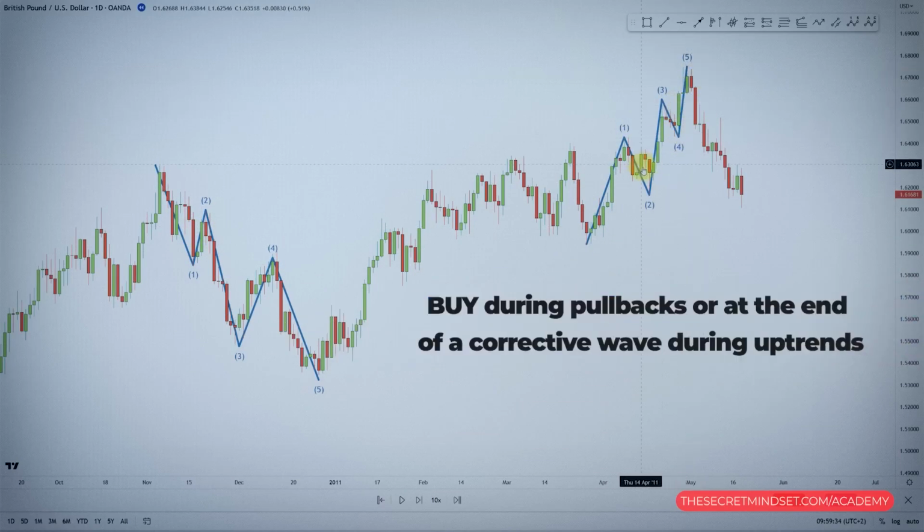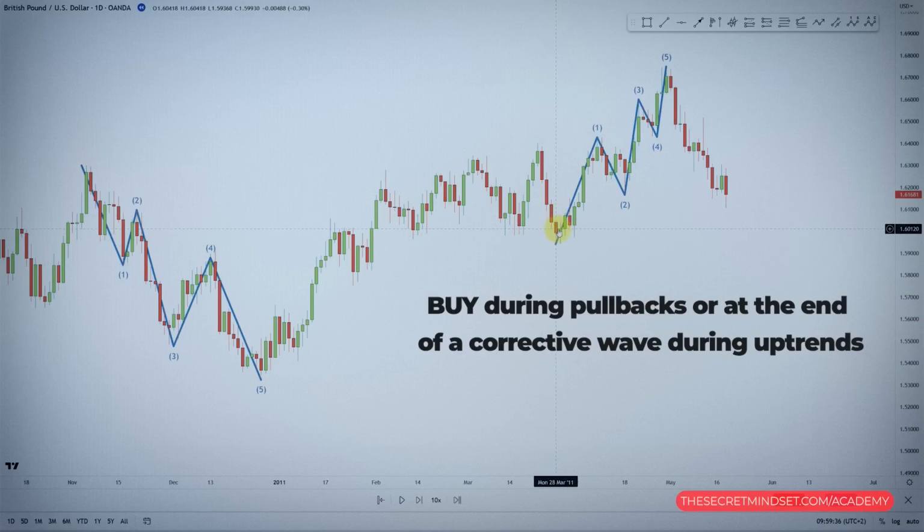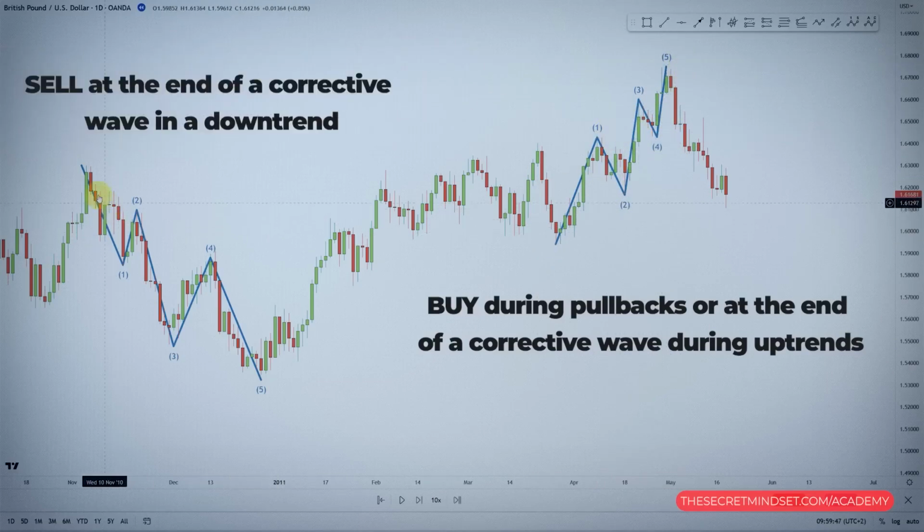The ideal way to trade is to buy during pullbacks or at the end of a corrective wave during uptrends and ride the next impulse wave as it takes the price higher. Also, you sell at the end of a corrective wave in a downtrend to profit from the next impulse wave down.